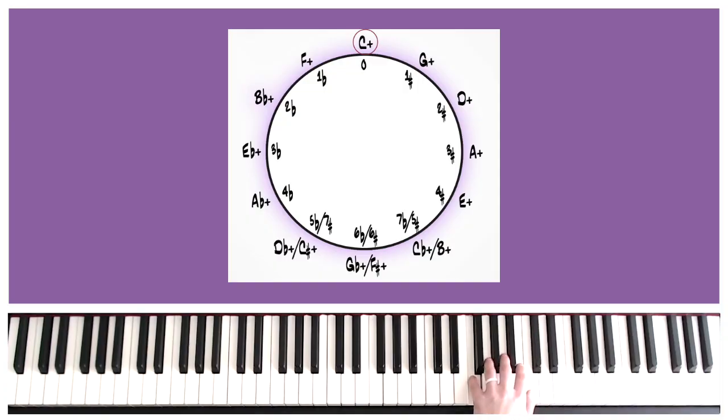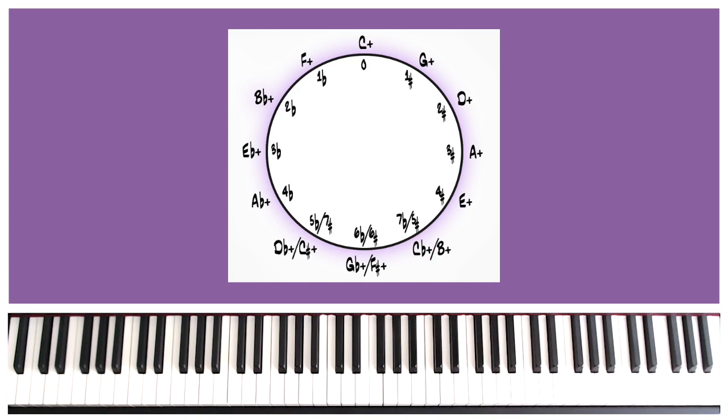Now let's go back to the flat keys. Starting from C, we go back to F, and now we go to B flat, E flat, A flat, D flat, G flat, and C flat. C flat has all the flats and C sharp has all the sharps.